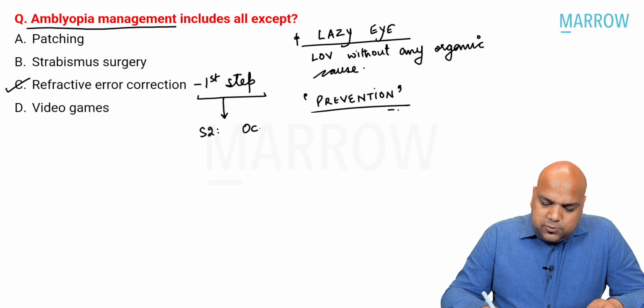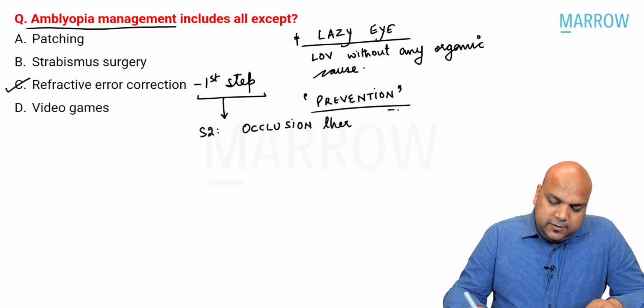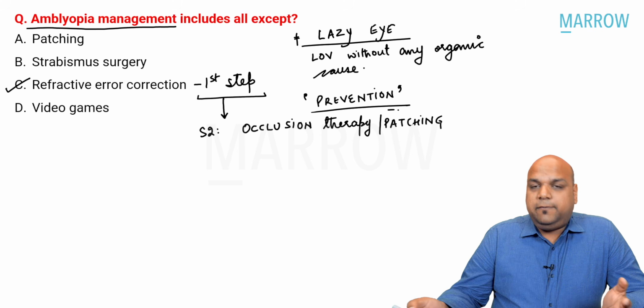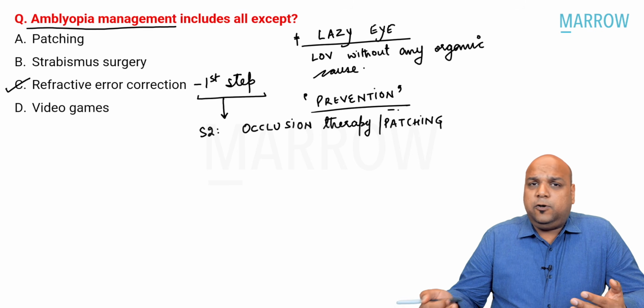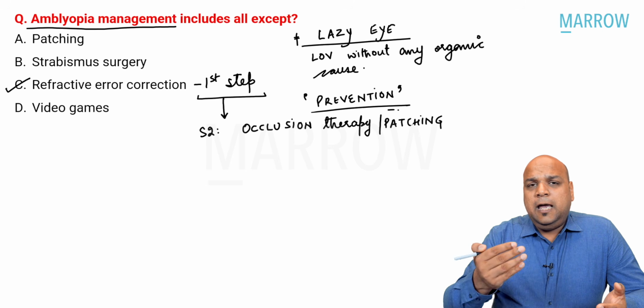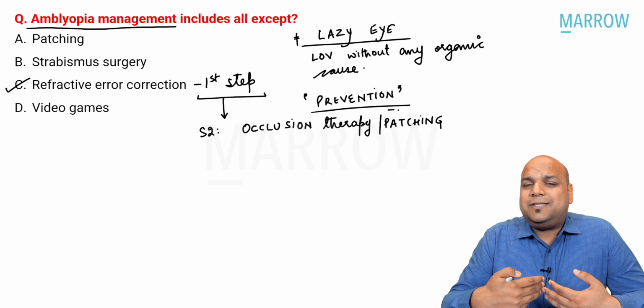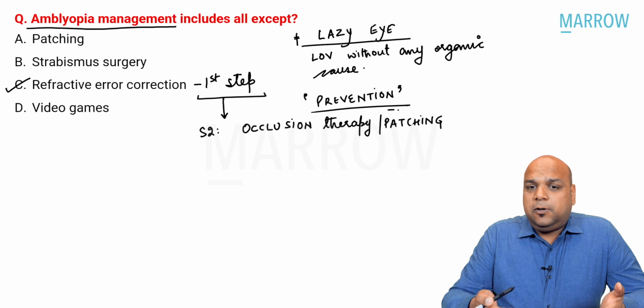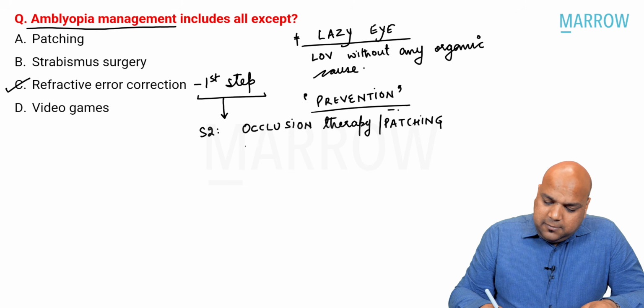And step 2 uses occlusion therapy. Obviously, along with glasses, guys. Occlusion therapy, what we call as patching. What are we trying to do in occlusion therapy or patching? We are trying to penalize, or we are trying to restrict the vision of the normal eye, and in effect trying to force the amblyopic eye to be able to see. The same thing can be done by penalization.